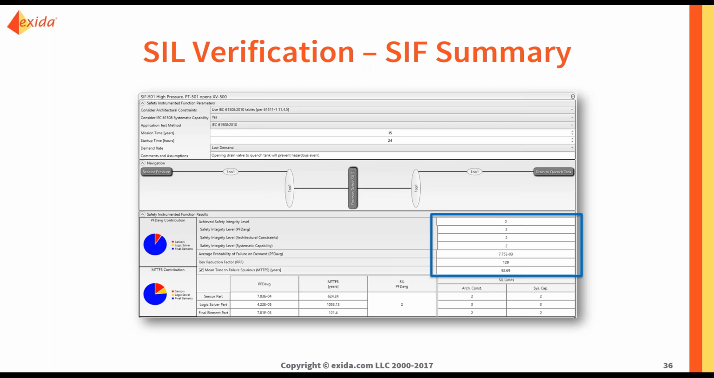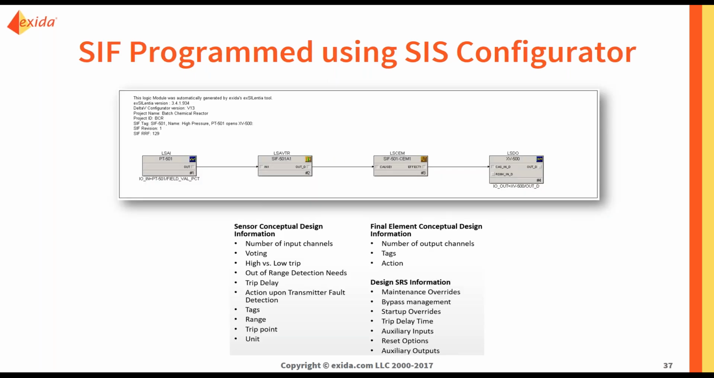Once your conceptual design for your entire safety instrumented system is complete, you have to program your safety PLC. And this is easy to do with a tool like this because all of the information that you need for this programming is already embedded in the tool. This includes your inputs and outputs and the relationship between them, as well as a lot of the information that goes into the design SRS. So, you know, your maintenance overrides, your bypass management, startup overrides, trip delay, etc.